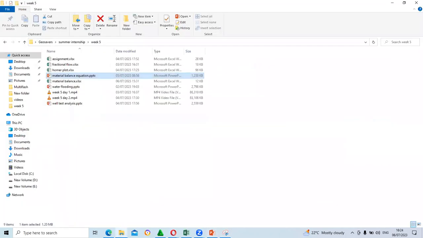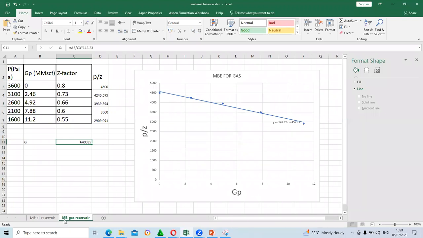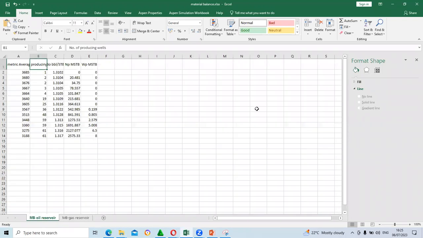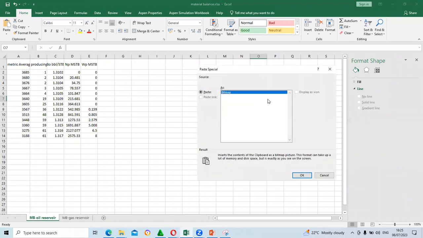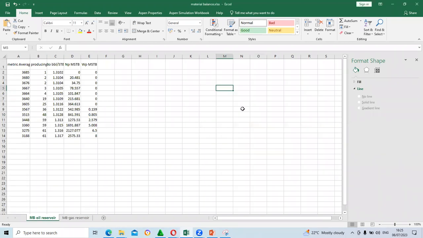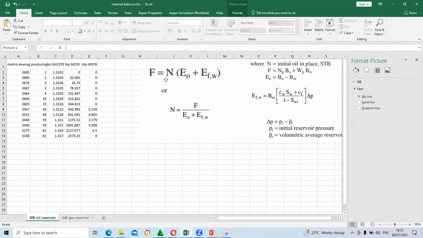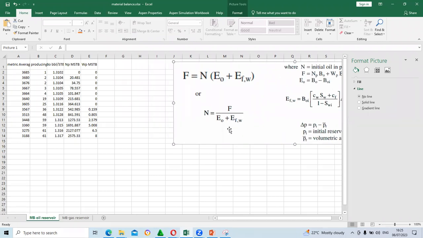So I have my Excel here. All right, the first one was for gas reservoir. This now. Okay, so that's my formula. So how do I determine the energy of that reservoir? I need to calculate EO and I need to calculate EFW. What I have here is the average pressure. I have the formation volume factor BO. I have the amount of oil produced, and I have the amount of water produced.